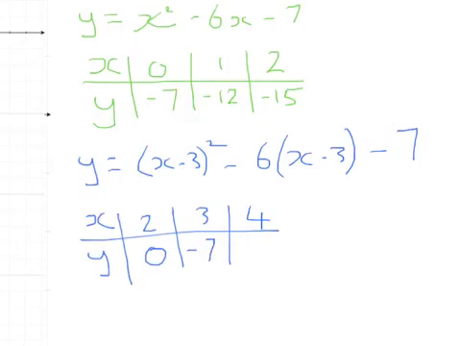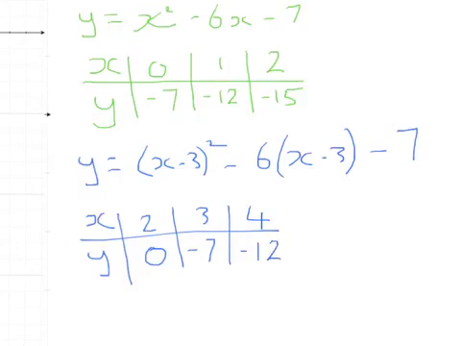And then finally for 4, what happens within each bracket? This x minus 3 becomes 4 minus 3, which is 1, so 1 squared, minus 6 lots of 4 minus 3, 6 lots of 1, which is obviously 6, so 1 minus 6, take away 7, that should be our minus 12.